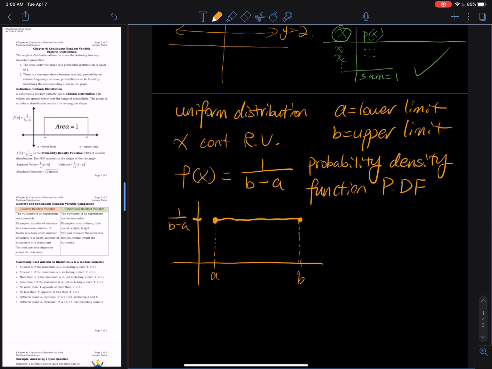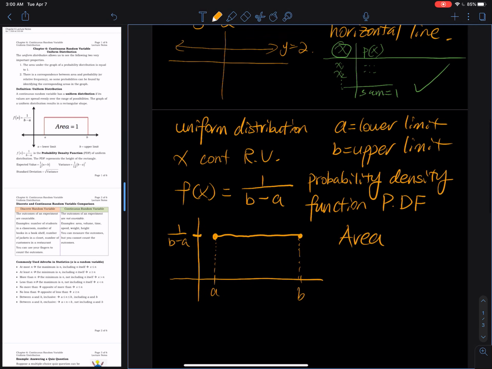Another way to say this is the area is not countable. Back to the green table. The sum of all the probabilities is equal to 1. In the uniform distribution, the area of the rectangle must be equal to 1.